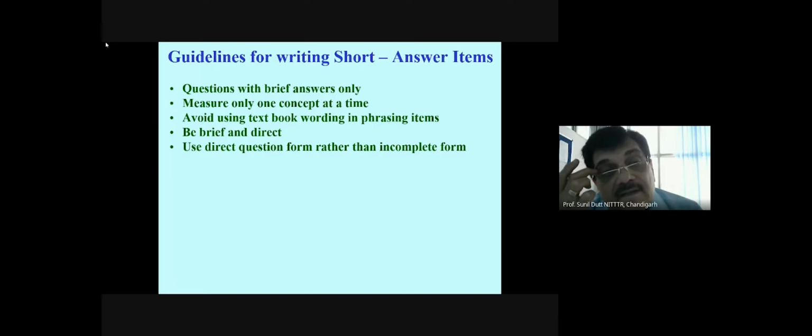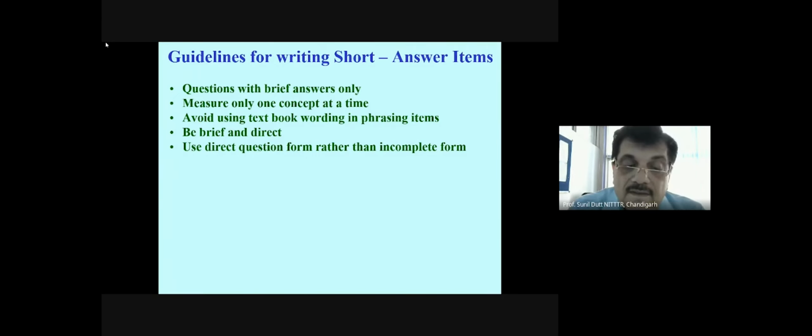Another guideline is that direct questioning has more benefits than the incomplete sentence, because direct questioning is more natural to the student, as it is the usual method of asking questions in the classroom. We ask, what is the normal temperature of the human body? We never ask, normal temperature of the human body is dash. And secondly, the direct question usually better structures the situation and prevents much of the ambiguity that creeps into items based upon incomplete statements.